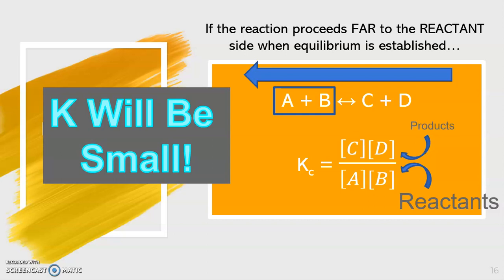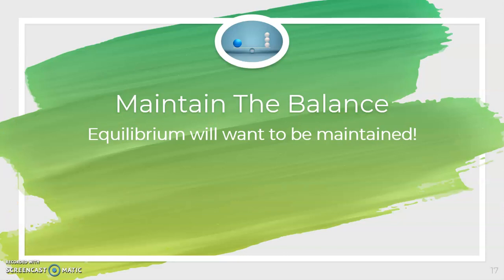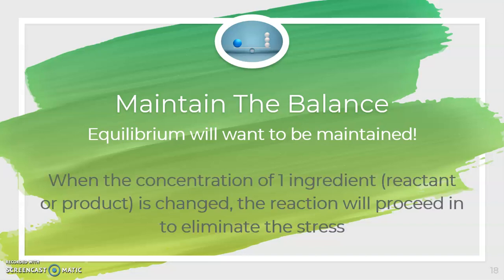Now another little bit of reminders. In equilibrium systems, equilibrium really wants to be maintained. And it will tend to react to sudden changes in a way that will restore that equilibrium. Now, one of the biggest things that we've investigated already is concentration stress. So if I increase or decrease the concentration of a reactant or product, the system will tend to react to eliminate that stress. Let's look at an example.